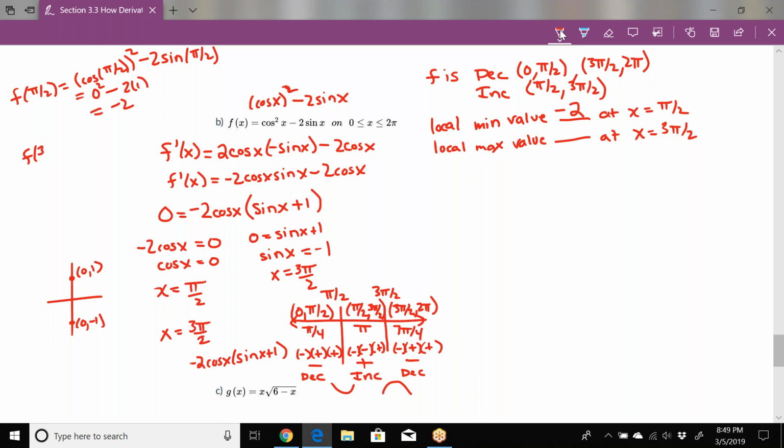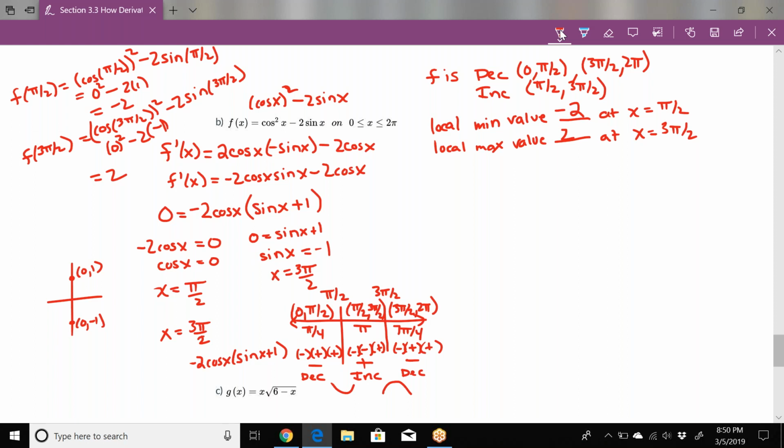To get the max value, we have to plug in the 3 pi over 2. So this is going to be cosine of 3 pi over 2, and then we square it, minus 2 times sine of 3 pi over 2. So cosine of 3 pi over 2 is 0 still, so 0 squared. But this time, sine of 3 pi over 2 is -1. So we get minus 2 times -1, so it's going to end up being +2.